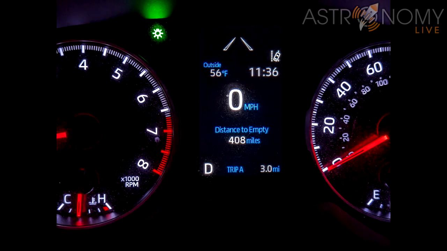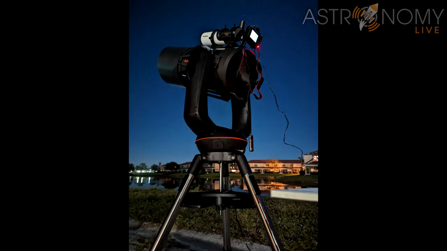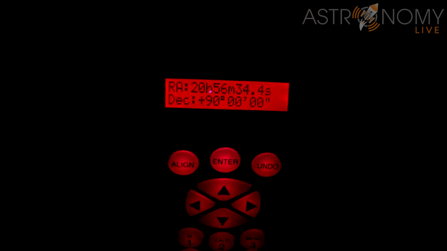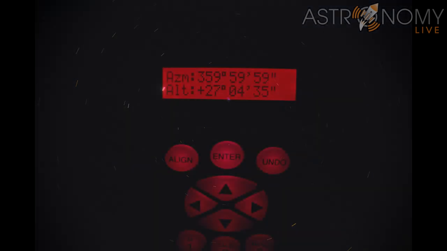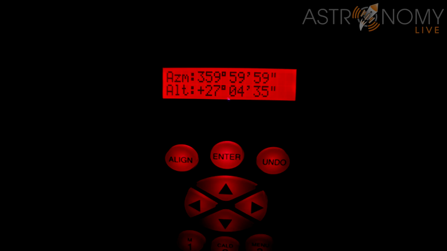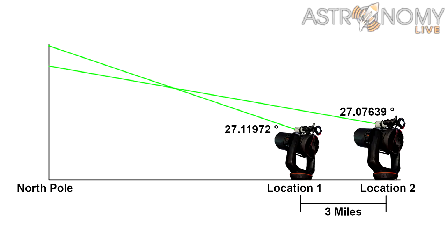I then drove 3 miles due south and stopped at a second location to set up the telescope once more. I leveled the telescope and set it up once again and pointed it at positive 90 degrees declination, facing the North Celestial Pole to take another 9.5 minute image. We see once again that the telescope is pointed at the North Celestial Pole, with the stars tracing circles concentrically around that point. The telescope now reports that it's pointing at an altitude over the horizon of 27 degrees 4 minutes 35 seconds.